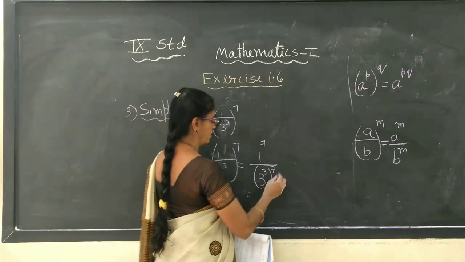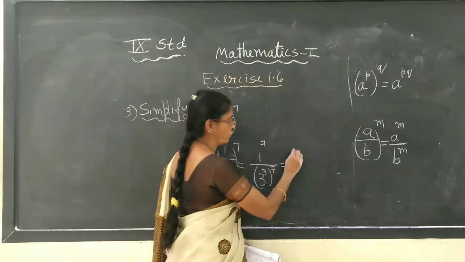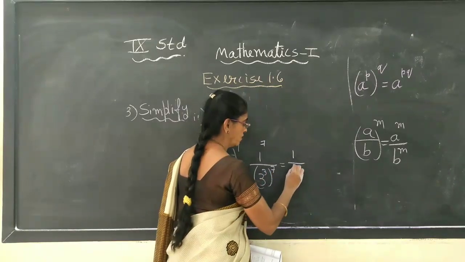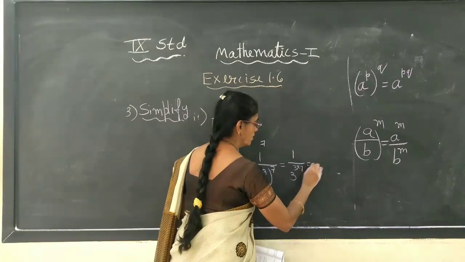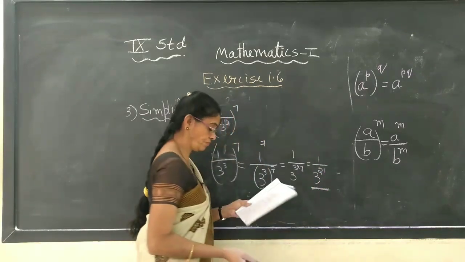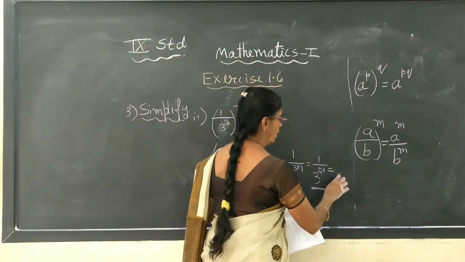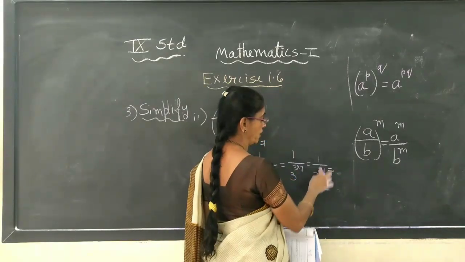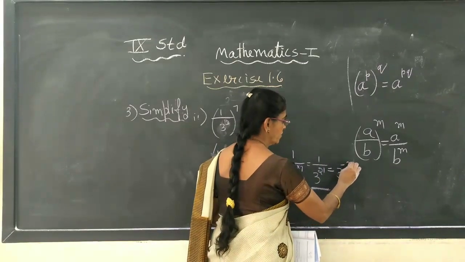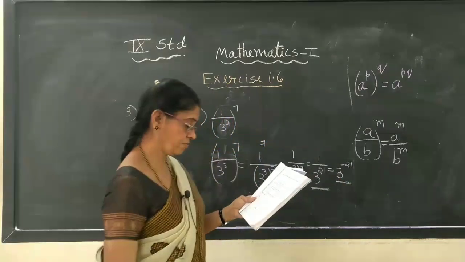So it is 1 into 1 into 1 into 7 times. So 1 it is. So it is 3 into 7. So it is 1 by 3 to the power of 21. Or if you want to write it in only one number, not in the denominator, if you want to write it in the numerator, it becomes minus 21. This also correct, this also correct. Okay.